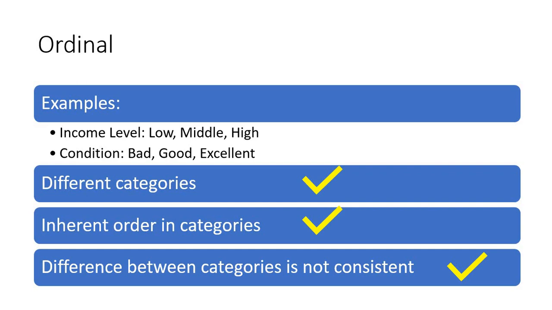You can tell which is greater or smaller or better or worse, but the difference between categories is not very meaningful, in the sense that it is not consistent. For example, you cannot say there is the same difference between low and middle as there is between middle and high. You cannot say that the difference between bad and good is the same as between good and excellent, because this is very subjective.